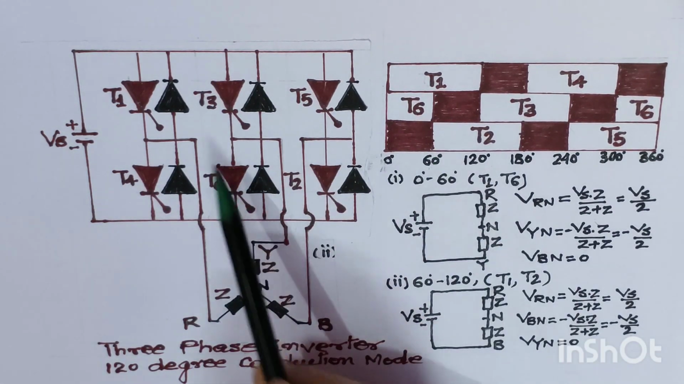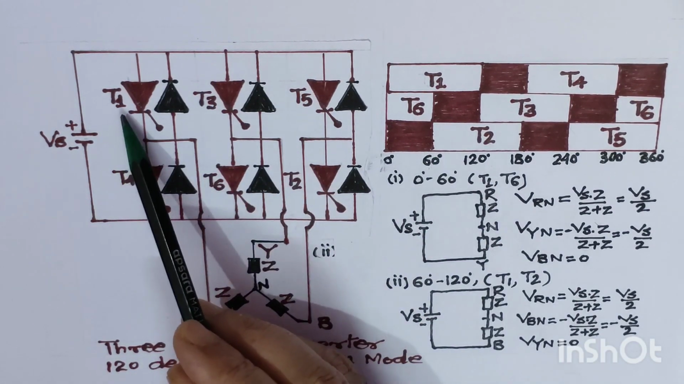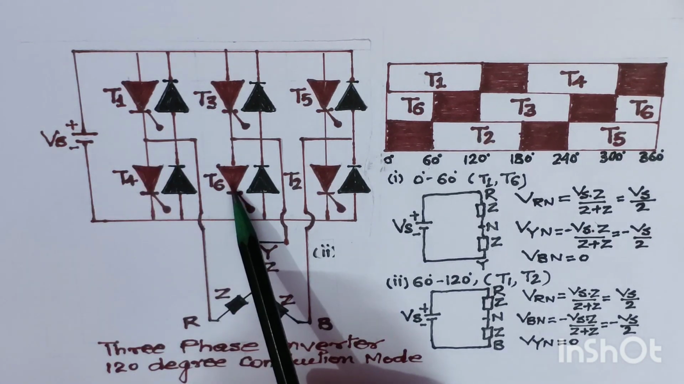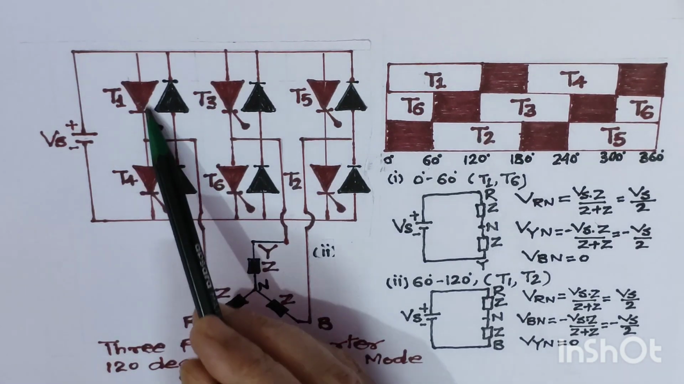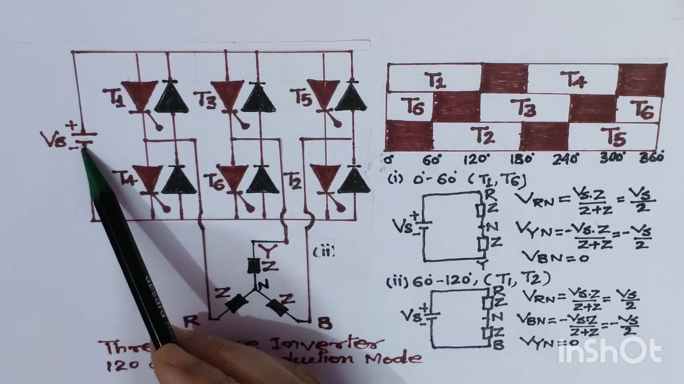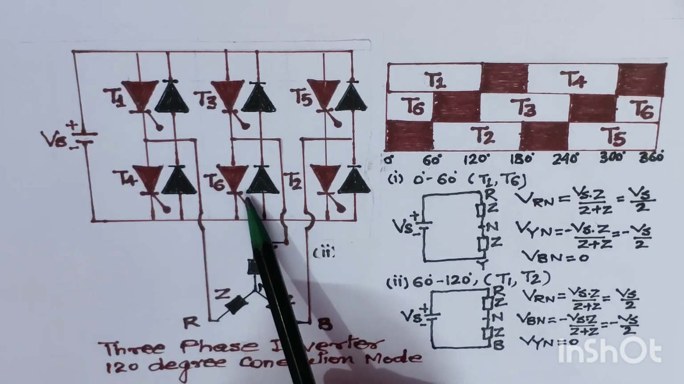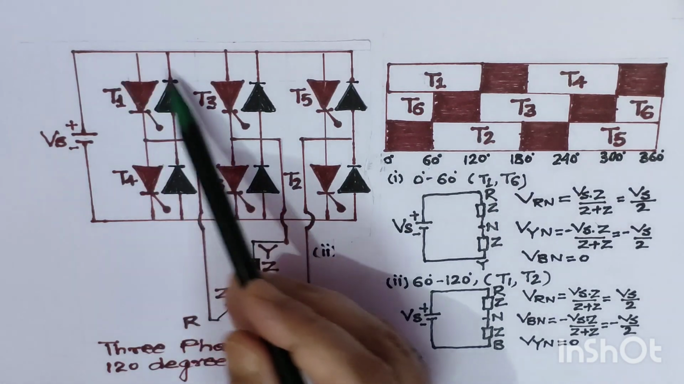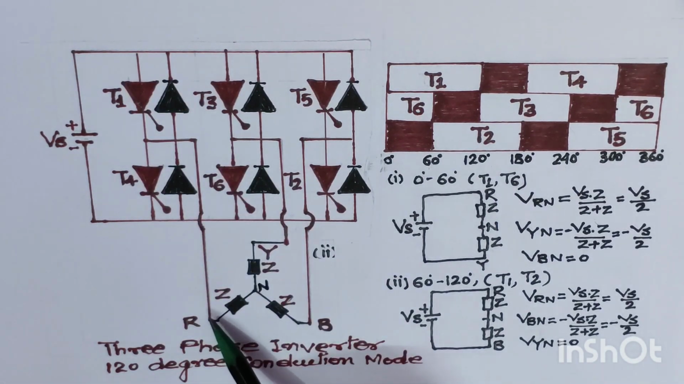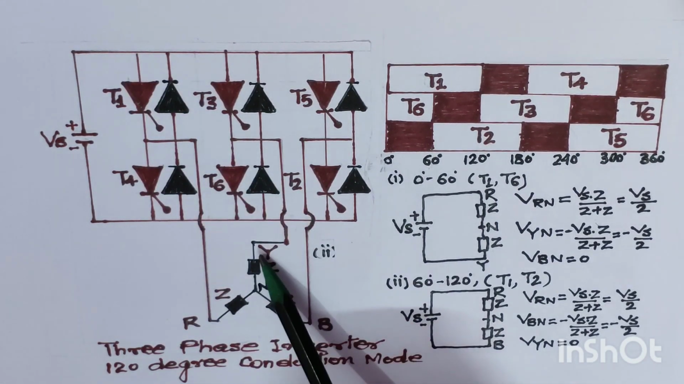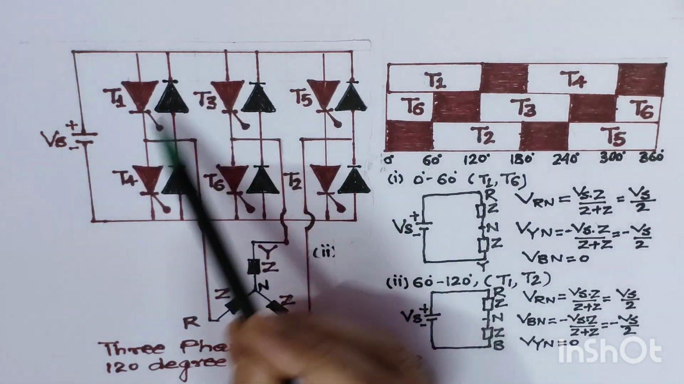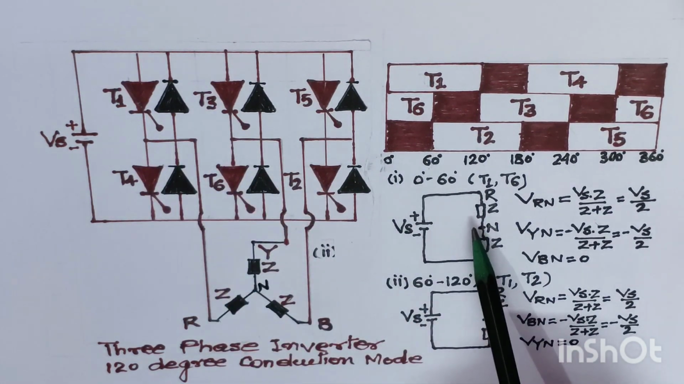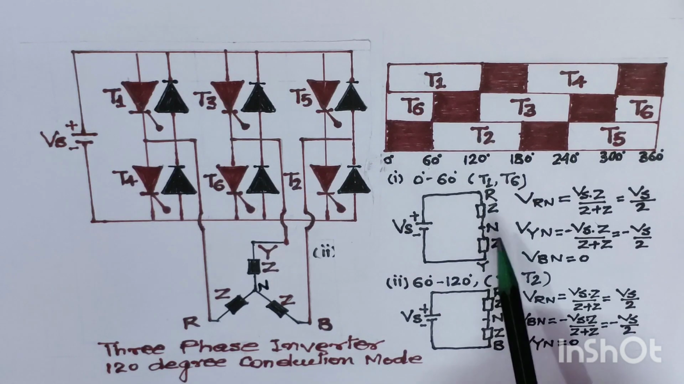So look at this figure. Where is T1? This is T1 and this is T6. It means T1 is connected to the battery positive and T6 is connected to the battery negative, and this T1 is connected with R phase and T6 is connected with Y phase. So the equivalent circuit diagram has been drawn here. In the first case it has been shown here.